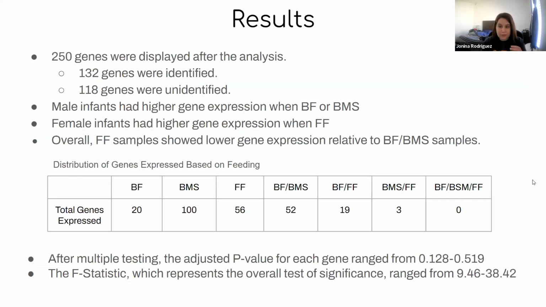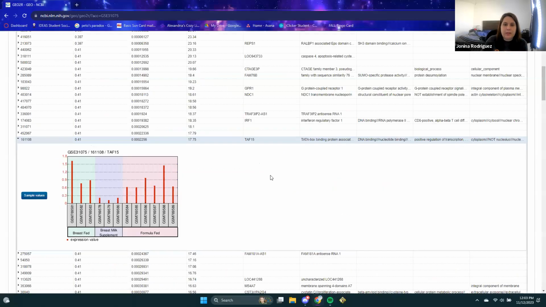So let's go ahead and analyze the results that we found by looking at this microarray analysis. It showed us about 250 genes that were mainly displayed within this analysis. If you want to look at all the genes, you can download the full spreadsheet, and it'll give you about the 1,000+ genes that they found within this experiment. In the ones that we have, 132 genes were identified, whereas 118 genes were unidentified. So those are those empty boxes that you see right here. I'll just go back. If you see you have IRF1 and then TAF15, you have those empty boxes right there. Those are unidentified genes.